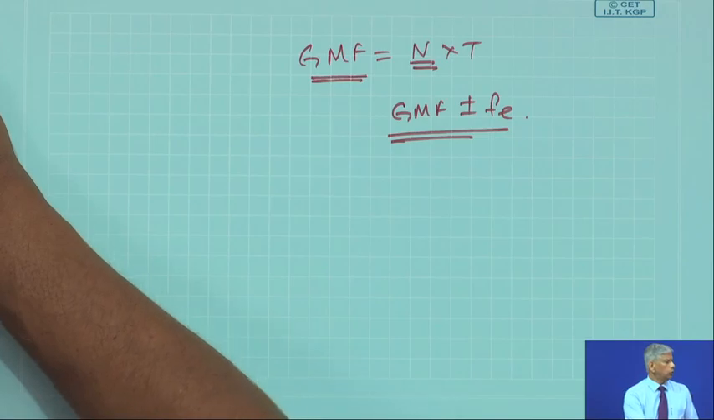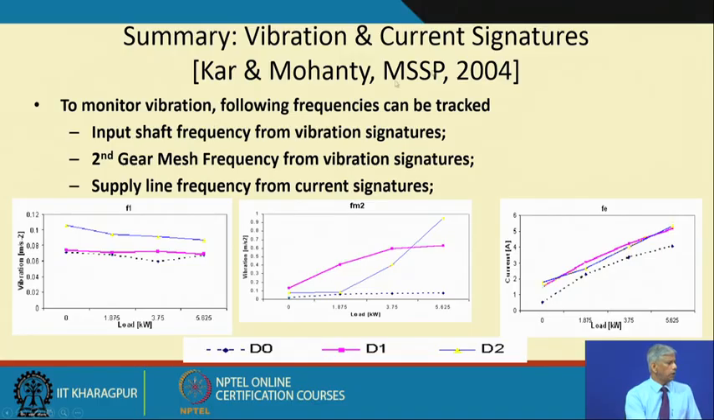So, just a summary of the vibration and current signatures. To monitor vibrations, input gear shaft frequencies from vibration frequencies can be measured. Gear meshing frequencies need to be monitored. So, we did that with the input shaft, the gear meshing frequency, and the supply frequency. Of course, with load, the supply current amplitude will also change.